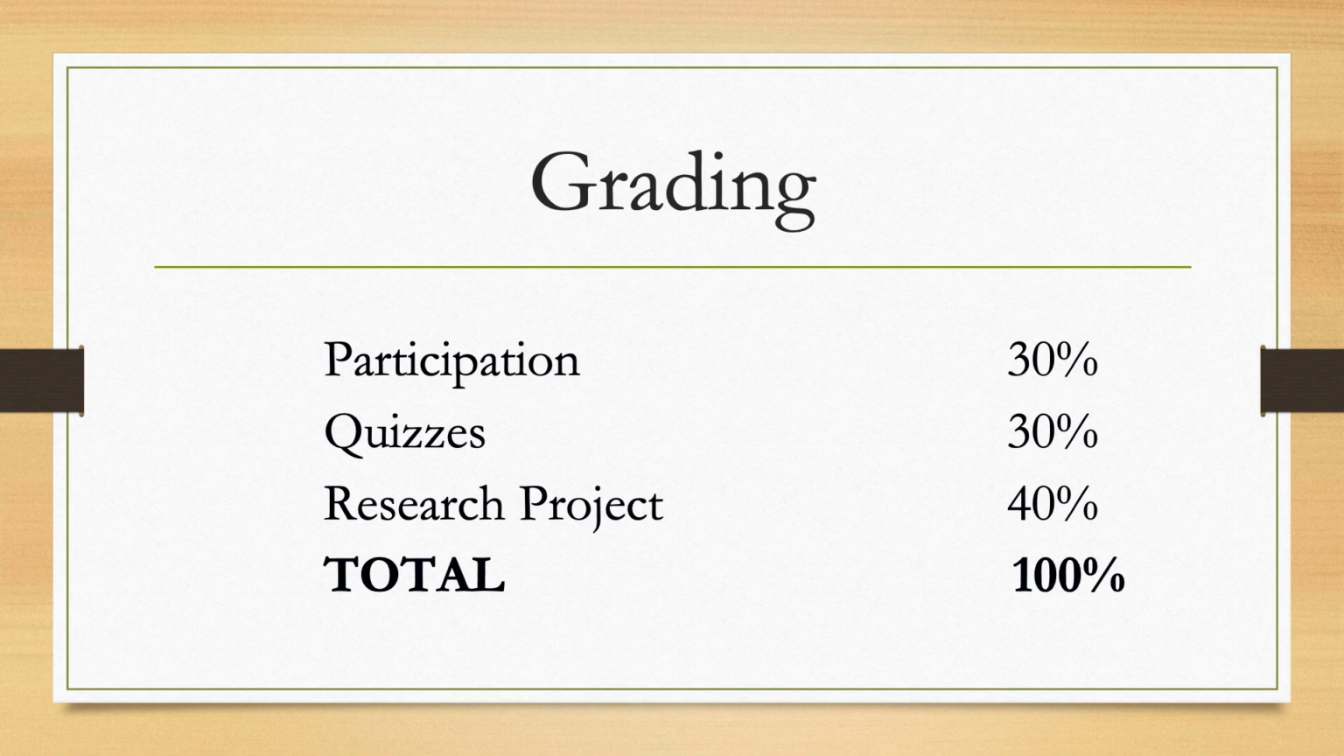So, one thing you might be wondering about, and that I should talk about pretty early on in this introductory lecture, is grading. If you look at the syllabus, you can see that your grade consists of 3 main components: participation, which is 30%, quizzes, 30%, and research project, 40%.